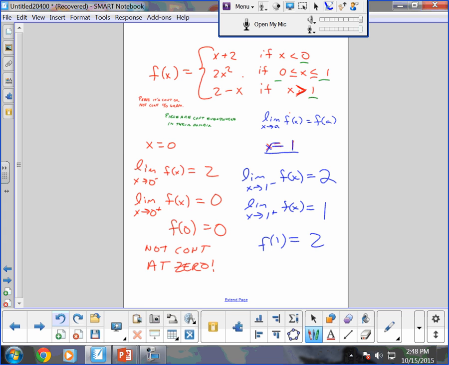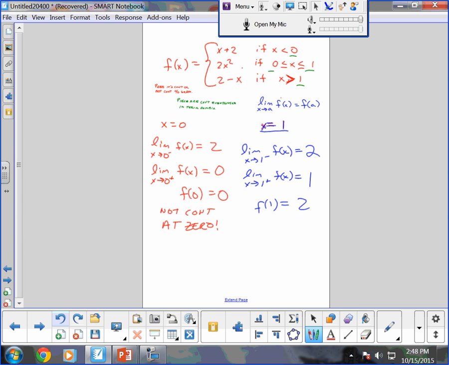Now, the awesome part of this, now that I have this information, I can do the graph really fast. Alright? 1, 1, 2. Alright? F of 0 is 0, I'll put that point right there. F of 1 is 2, I'll put that point right there. I just read this value and this value. Okay? Going into 0, it is 2.